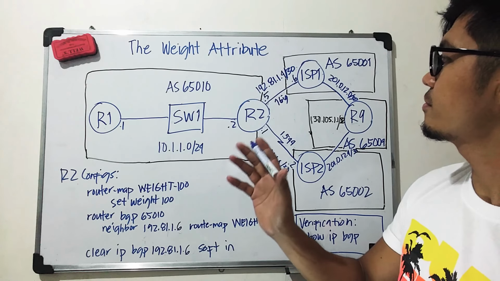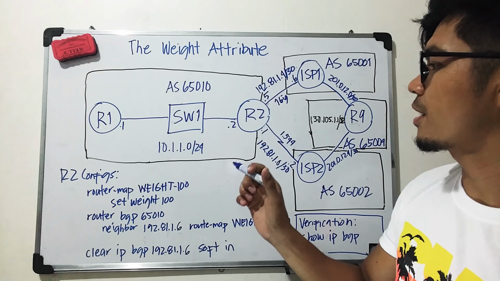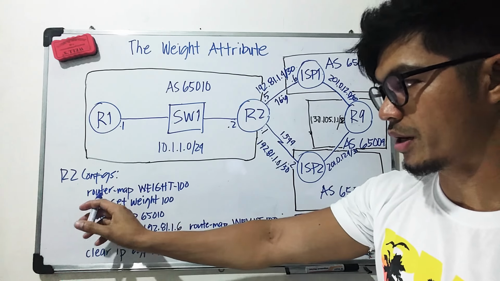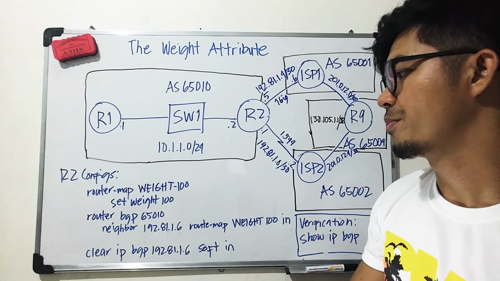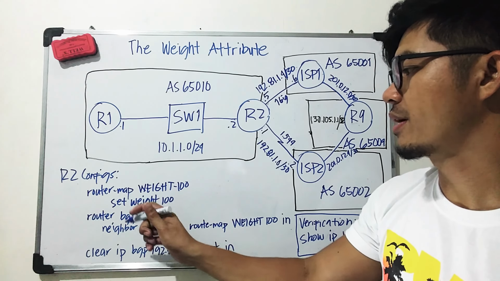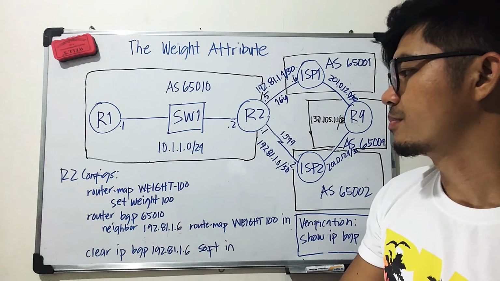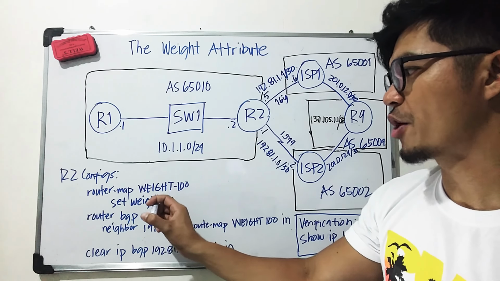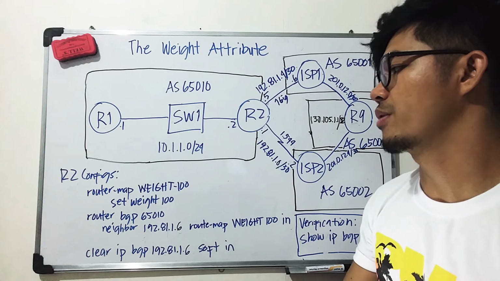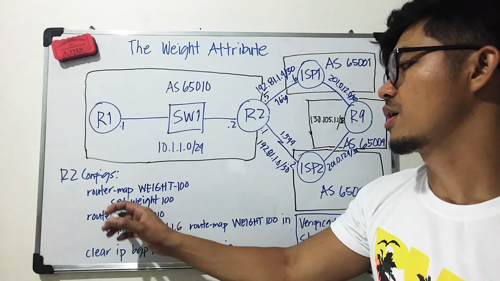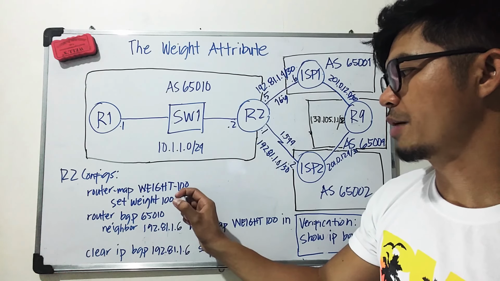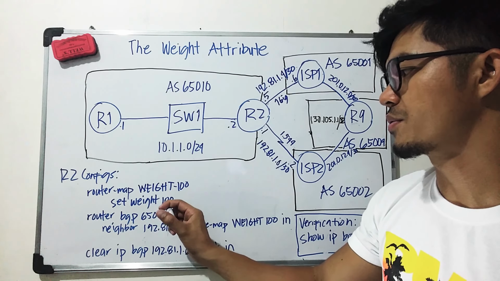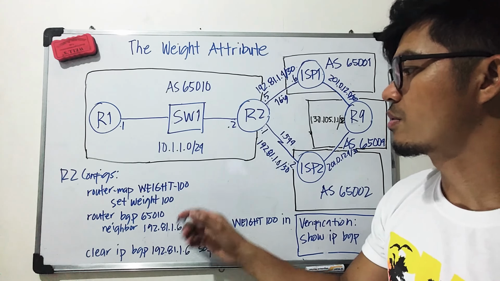So let's take a look at the configuration itself. So this is router R2. I just wrote the commands. So here, route-map weight. This is the name of the route map. This should be, of course, in global configuration. So route-map weight, and set. We are gonna set the weight to 100 because by default it is set to 0.